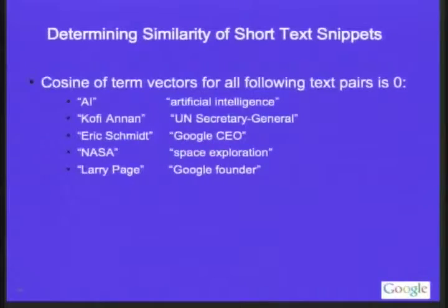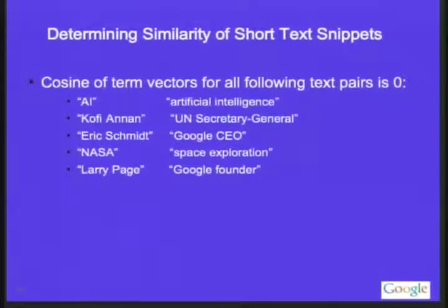To a human, most of these things are exactly the same: AI, artificial intelligence; Eric Schmidt, Google CEO; Larry Page, Google founder. But the classic TF-IDF mechanisms will say that the overlap between these two is 0, because they look nothing like each other. But this is essentially the problem we need to solve in AdSense, because the pages themselves may not necessarily have all the terms that the advertiser is talking about. It may have different terms.